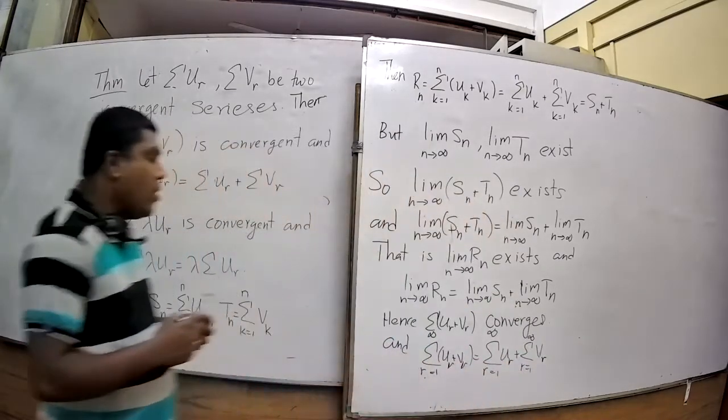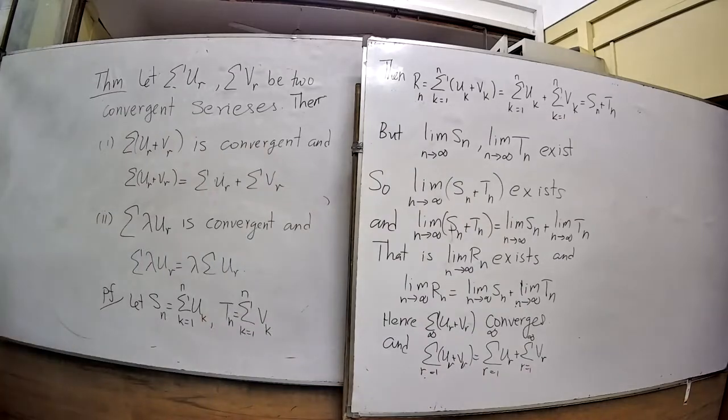Right, and also you can see that the summation of u_r, r goes from 1 to infinity, plus the summation of v_r, r goes from 1 to infinity, is equal to the summation of u_r plus v_r. So that's how we prove the first part.